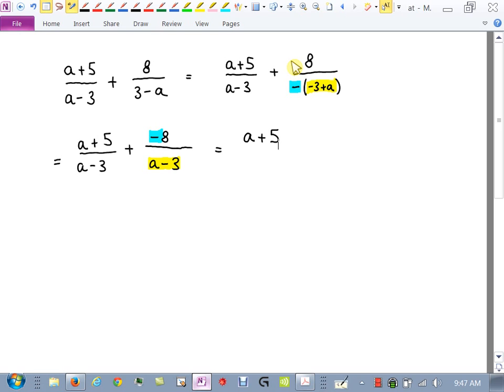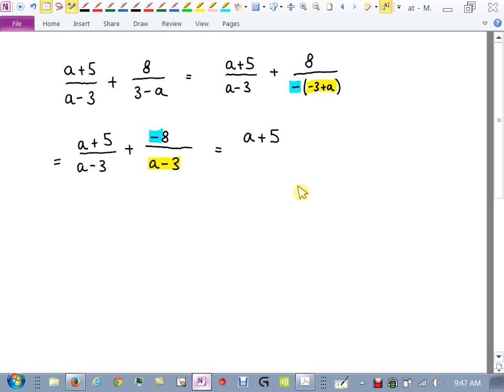Now, just be careful, because let's say this had been a minus up here, right? That was a minus. Then if you take that negative and put it up here, it's going to be a plus now. It's really up to you. Either way, it's the same. You just can't put the minus here and here at the same time.